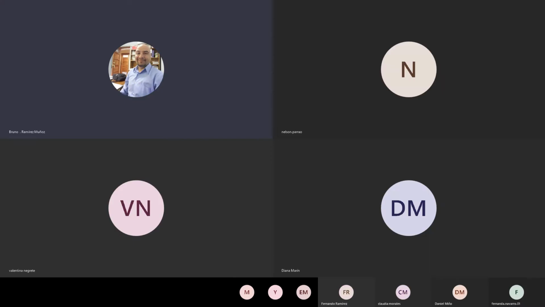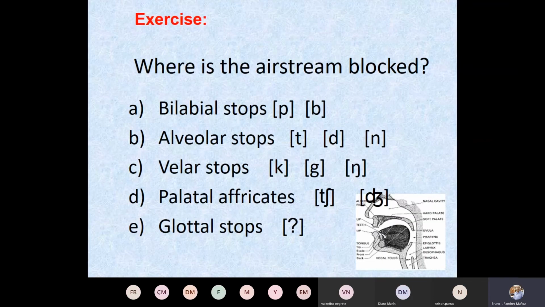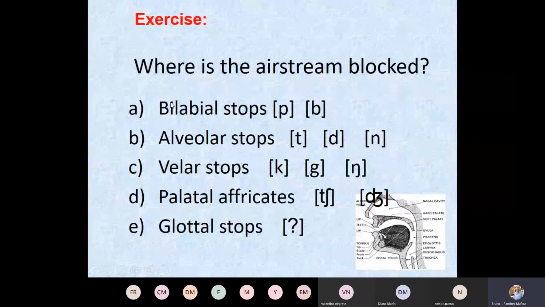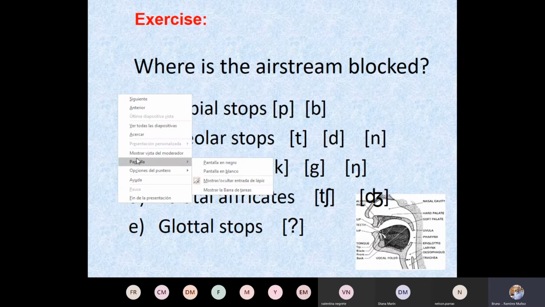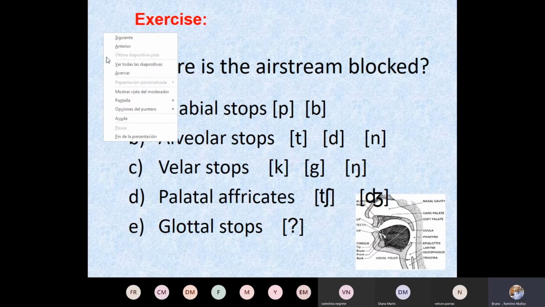Okay, so here we go again. So exactly, your answer is correct. Where's the airstream blocked when you produce a bilabial stop? The two lips, right? The two lips are blocking the airstream. Is that right? Yeah, excellent. What about the next ones? B, C, D, or E?